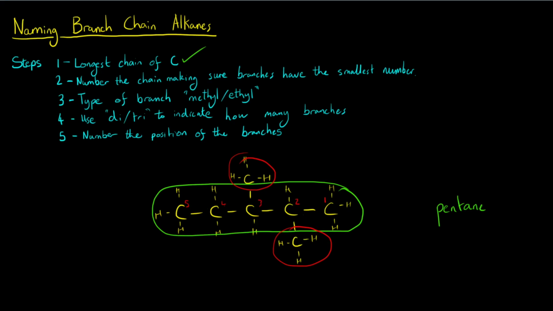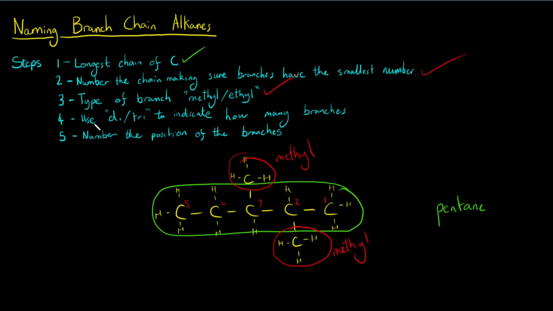So there we go, we've removed the wrong numbering system and kept the correct one. So that's us done step number 2. We have numbered our longest chain of carbons to make sure that the branches have the smallest possible number. Step number 3 then, we're going to look at the type of branch that we've got. Well, each branch only has 1 carbon, and they both are methyl branches. If they had 2 carbons in them, then it would be ethyl, but they've only got 1 carbon in them, so we've got 2 methyl branches.